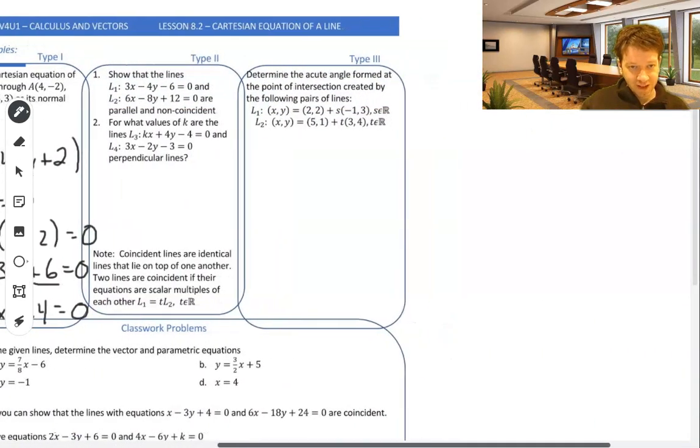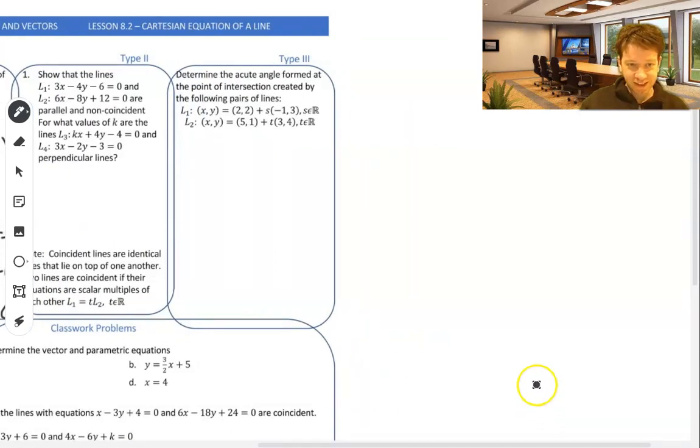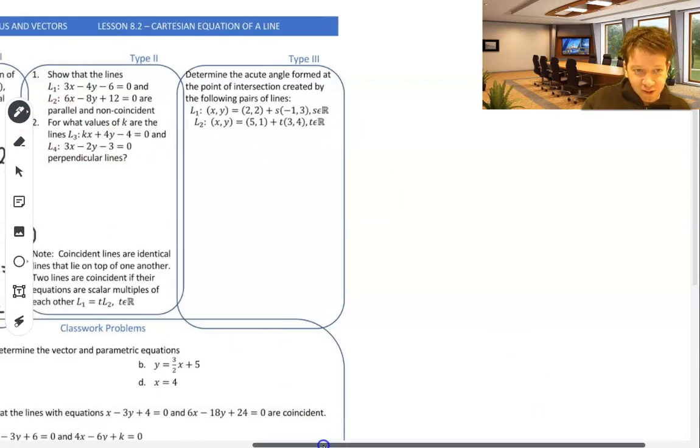Okay, next question. I'm going to do this on the side here, so this makes room. 1, show that these two lines, in standard form, are parallel and non-coincident. Coincident means that they lie one on top of the other. So this is saying the two lines are parallel, but separate, not on top of each other.